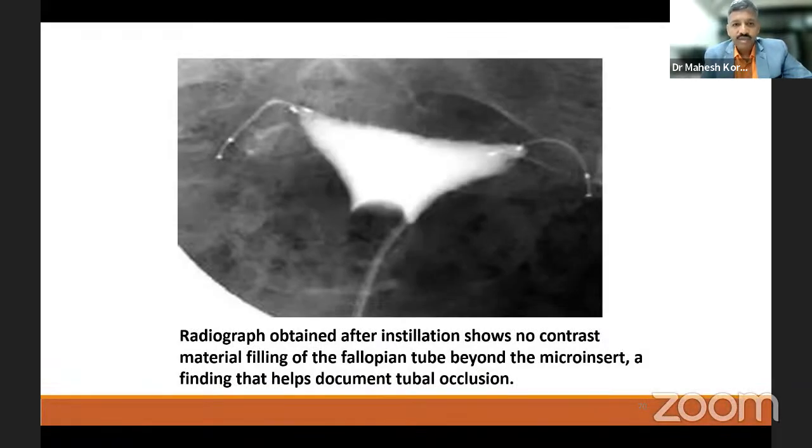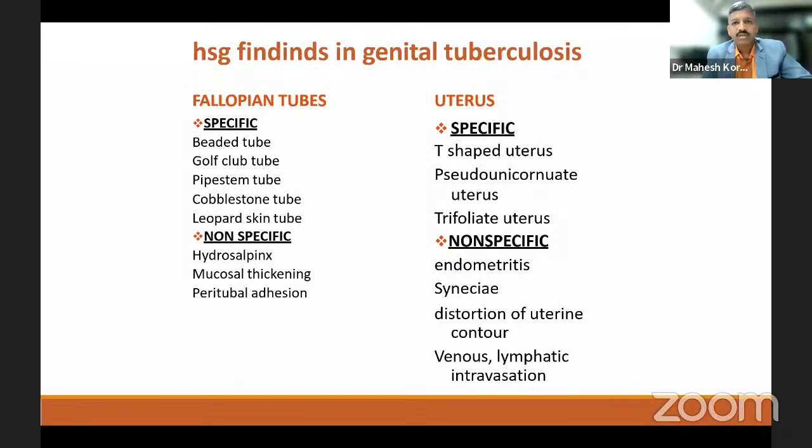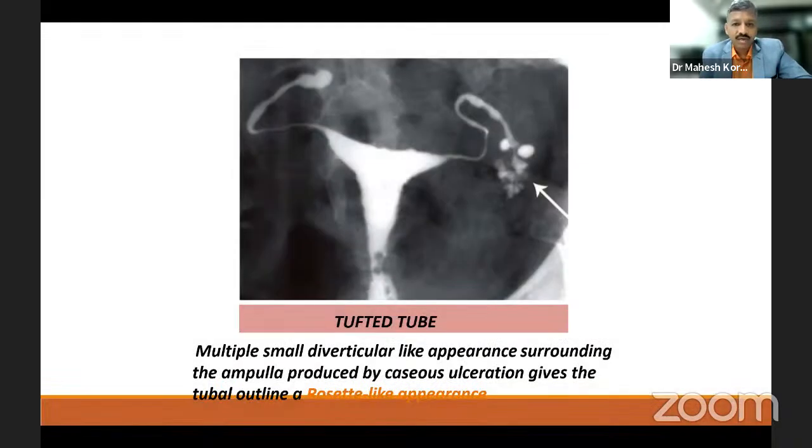In case of tuberculosis, there are some specific findings like beaded tube, golf club tube, pipe stem tube, cobblestone, leopard skin, etc. These are the different HSGs. Sometimes a tuberculosis disease may not be identified in the person, but the HSG will tell you that there could be a past history of tuberculosis. So you need to keep these different things in mind.